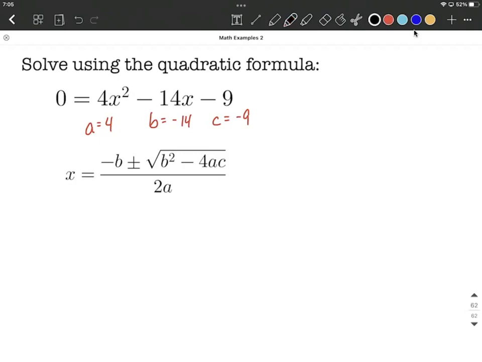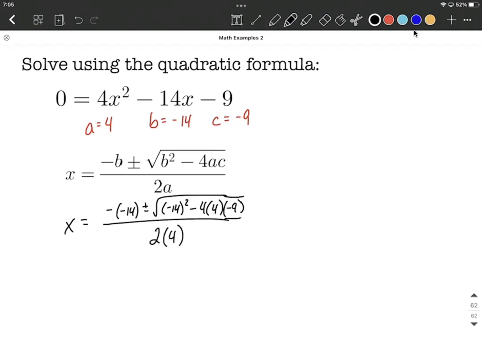All right, from here, it's a matter of plugging it all in. So it's going to be negative of negative 14 in our case, plus or minus the square root of b, negative 14 squared, minus 4 times a times c. And it's one big fraction that's all over 2 times a. From here, it's really just a matter of simplifying down, getting the best answer possible.